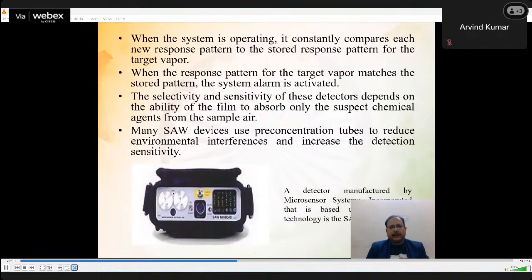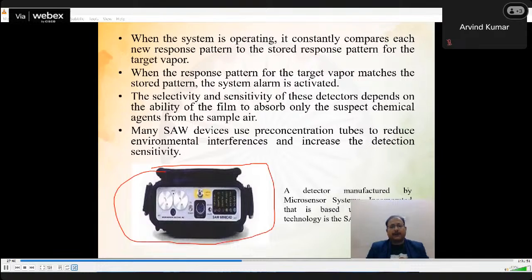When the system is operating, it constantly compares each new response pattern to the stored response pattern for the target agent. When the response pattern for the target agent matches the stored pattern, the system alarm is activated. The selectivity and sensitivity of these detectors depend on the ability of the film to absorb only the suspect chemical agents from the sample, and many SAW devices use pre-concentration tubes to reduce environmental interference and increase sensitivity. This is an example which I can show you here.